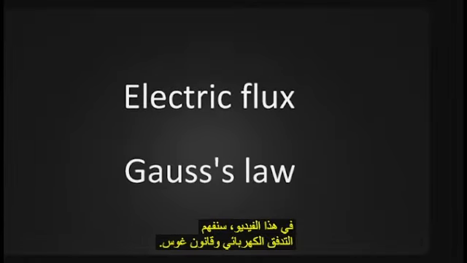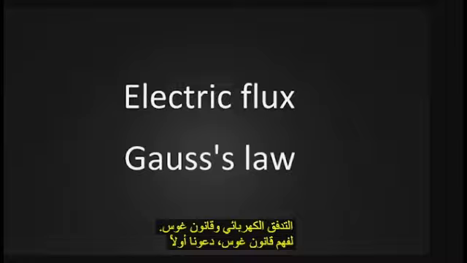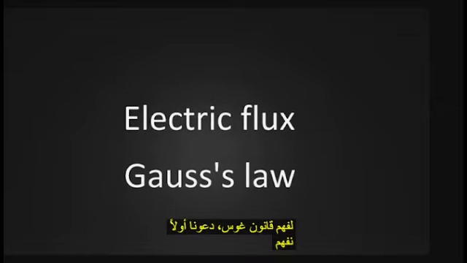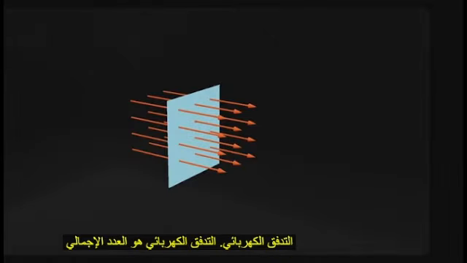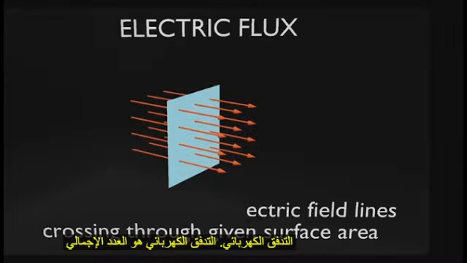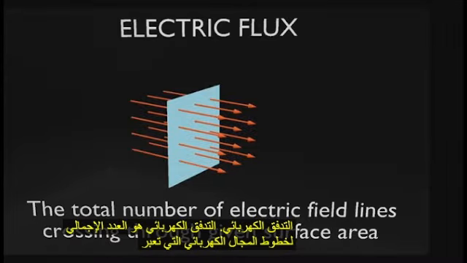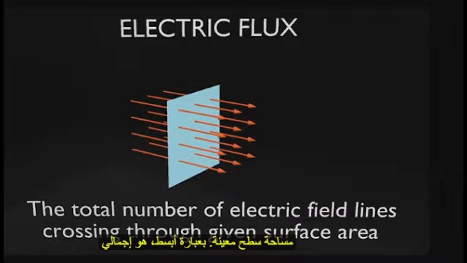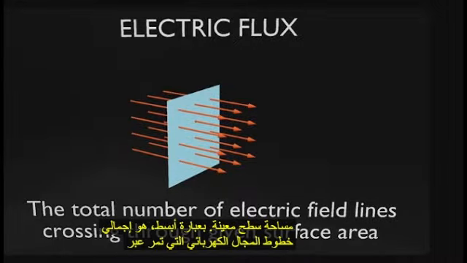In this video, we will understand electric flux and Gauss's law. To understand Gauss's law, let's first comprehend electric flux. Electric flux is the total number of electric field lines crossing through a given surface area. In simpler terms, it is the total electric field lines passing through a specific surface.